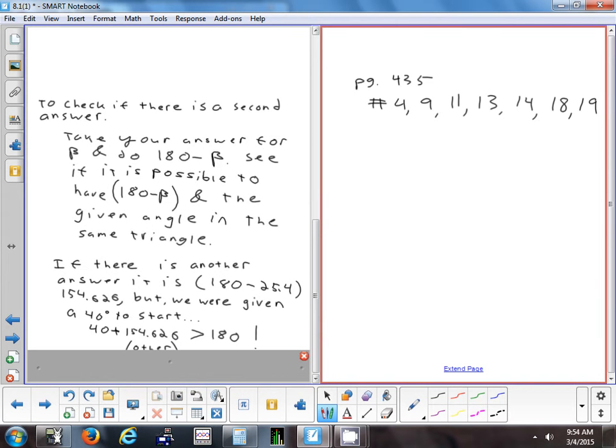Okay, so the homework tonight, I tried not to put any that have 2 solutions. I went through them quick. If you come across one that does, and you get stuck, don't worry about it. We're going to go over it in class tomorrow. We'll go over 2 solution and no solution. Okay, so page 435, 4, 9, 11, 13, 14, 18, and 19.